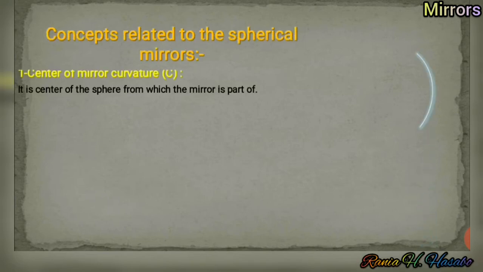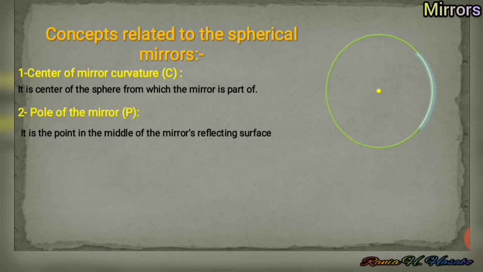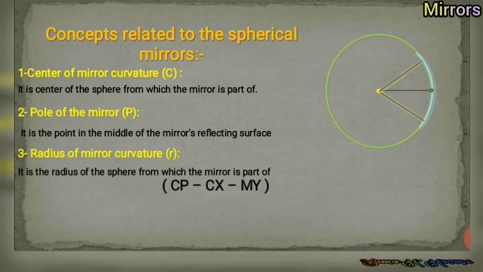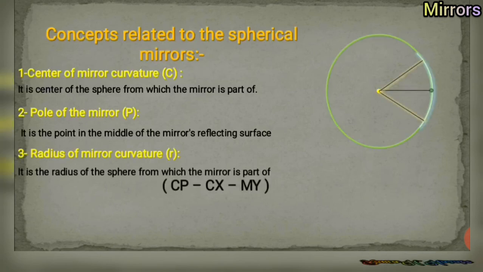As the spherical mirror is a part of a whole sphere, we have a lot of concepts. Number one, center of curvature. The center of curvature is the center of the sphere which the mirror is a part of. A spherical mirror has only one center of curvature. Concept number two is the pole of mirror. It is the point in the middle of the mirror reflecting surface, and it divides the mirror into two equal parts. Number three, the radius of curvature. It is the radius of the sphere which the mirror is a part of.